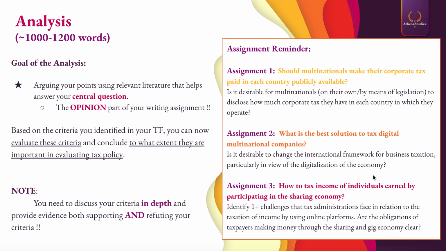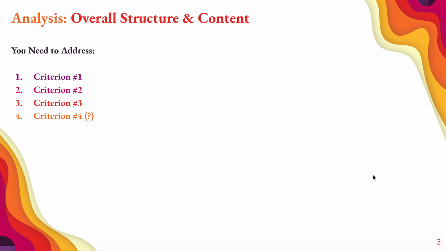Based on the criteria that you identified in your theoretical framework, you're now going to evaluate these criteria and conclude to what extent they are important and valid when evaluating your tax policy. It depends on the assignment that you chose, but the structure and content of the analysis is going to be the same. A quick note: you need to discuss your criteria in depth and provide evidence both supporting and refuting your criteria. That's important. And you need to clearly show how you get from your criterion to your argument, whether it is support or refute. I'm going to go into, firstly, the overall structure and content of your analysis.